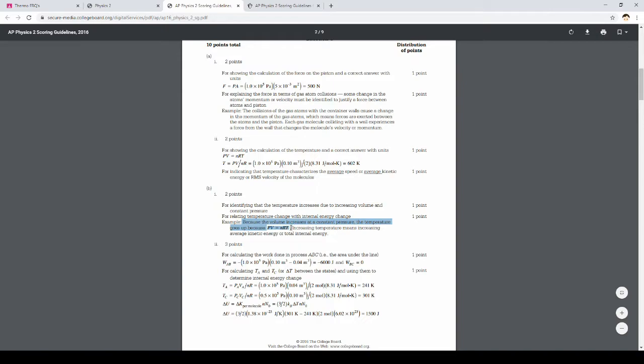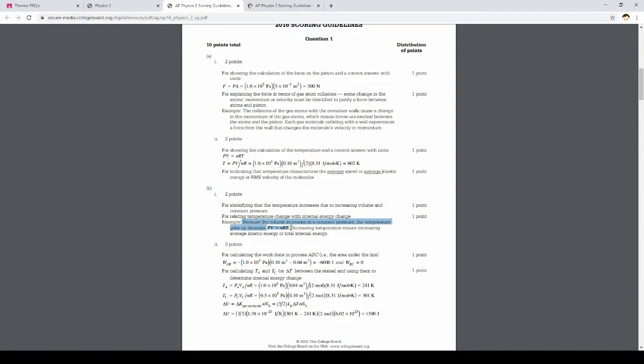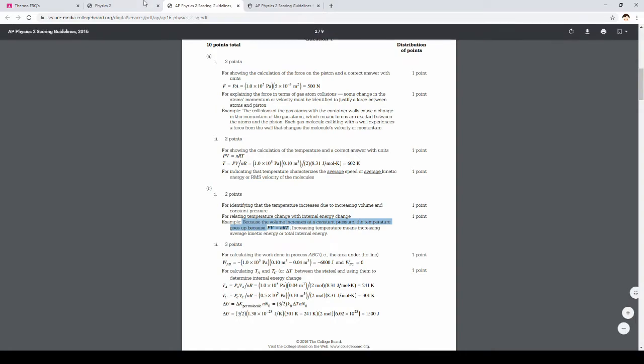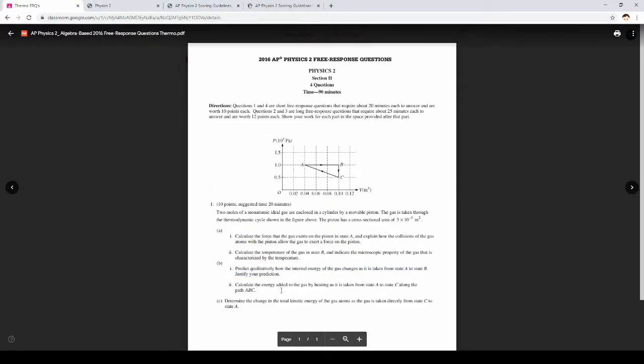They did reference an equation here, but you'll notice they did not calculate. That's the important thing about qualitative understanding. You can reference the equation, but you really should have your explanation mostly in words. Part 2, calculate the energy added to the gas by heating as it is taken from A to B to C. So we have to find the total energy added to the system. For that, we're going to need to find the work done on the system, and we're also going to need to find the internal energy change from A to B to C, because delta U equals Q plus W.